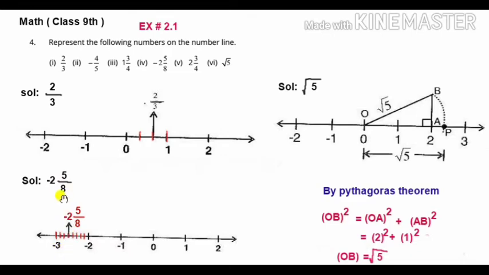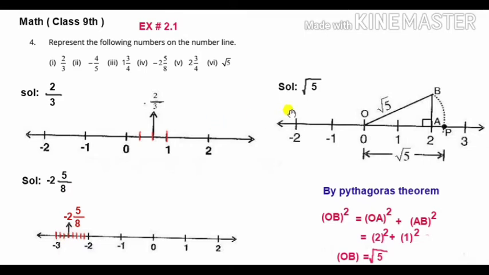Denominator is 8. Make 8 equal parts. 1, 2, 3, 4, 5, 6, 7, 8. And numerator is 5. Move 5 parts. 1, 2, 3, 4, 5. This number lies at this point.